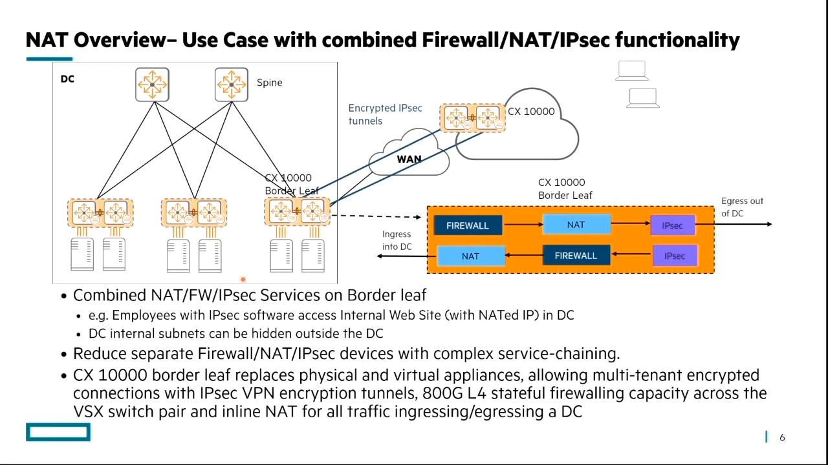So on that theme, the CX10000 used as a border leaf could replace physical and virtual appliances, allowing multi-tenant encrypted connections with IPsec VPNs, encrypted tunnels, all providing 800 gig layer 4 stateful firewall capacity within a VSX pair and inline NAT for all traffic ingressing and egressing the DC. Now let's take a look at some of the details on how NAT is used with the CX10K and the Pensando PSM.